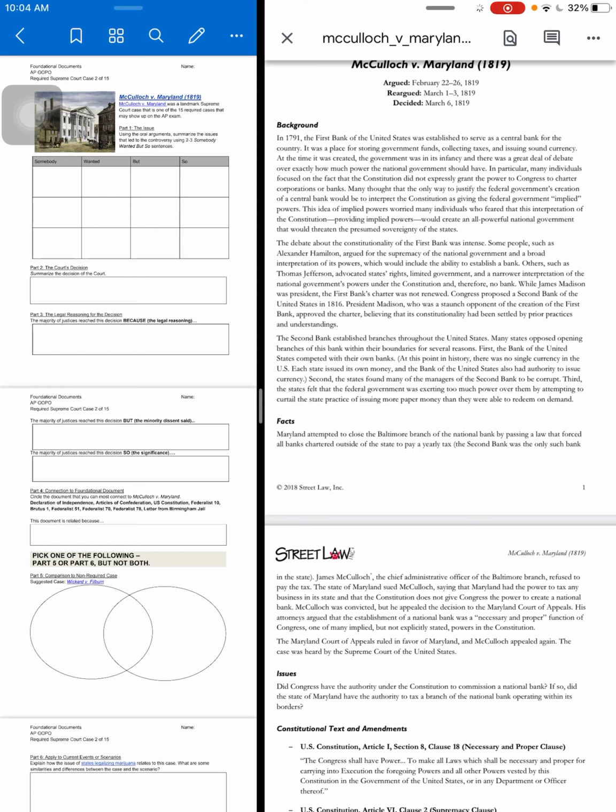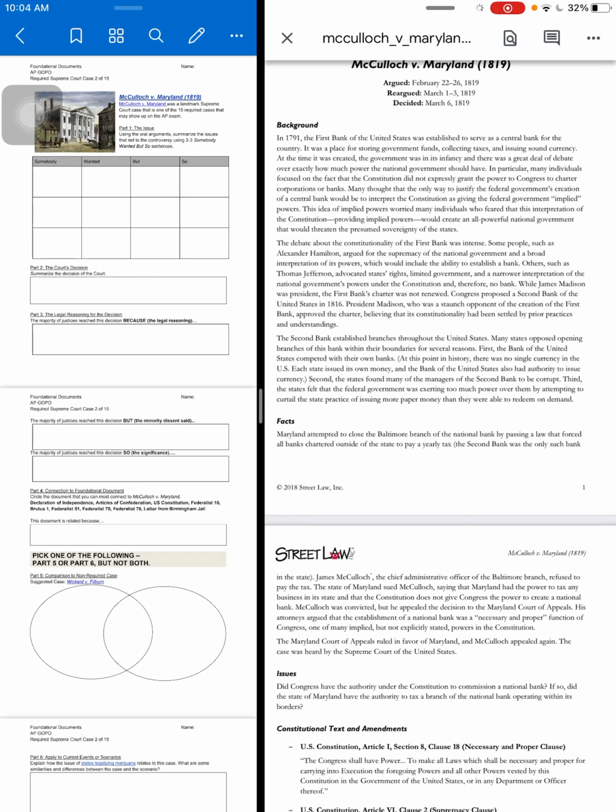McCulloch was convicted, but he appealed the decision to the Maryland Court of Appeals. His attorneys argued that the establishment of a national bank was a necessary and proper function of Congress, one of the many implied but not explicitly stated powers in the Constitution. The Maryland Court of Appeals ruled in favor of Maryland, and McCulloch appealed again. The case was heard by the Supreme Court.